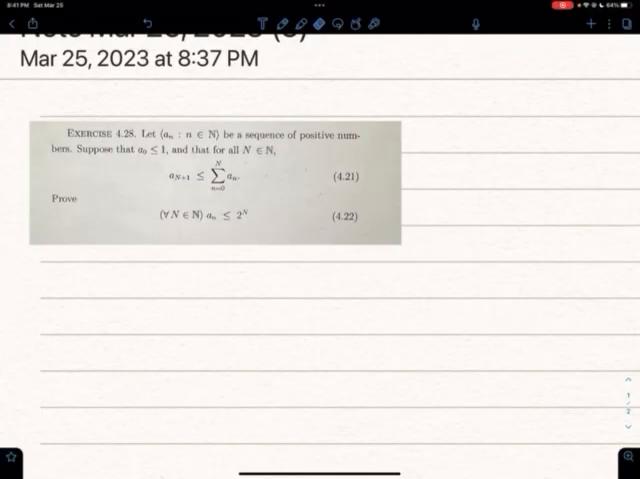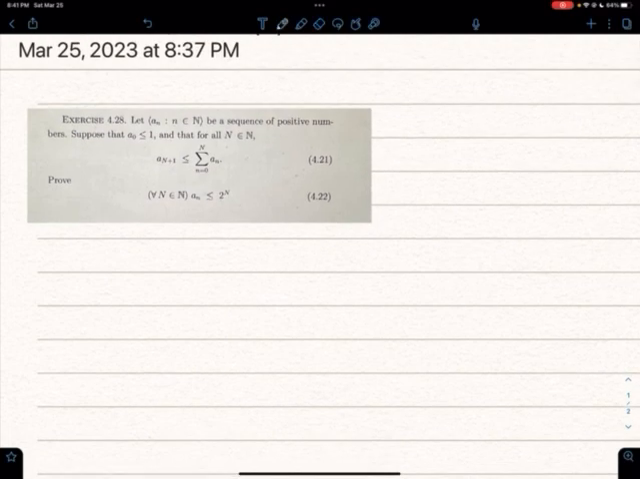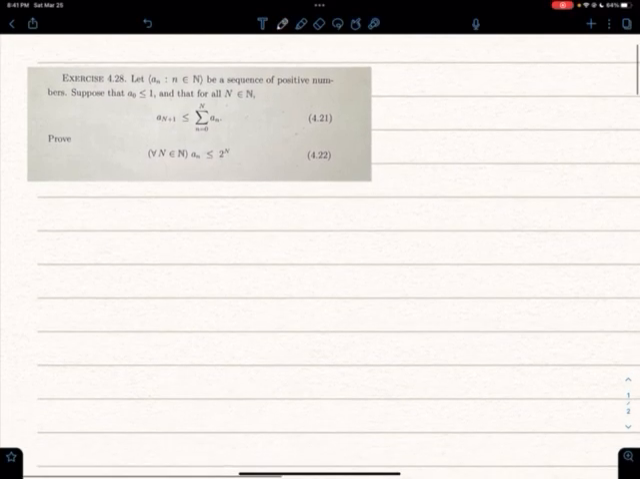Hi, I'm doing exercise 4.28, and I'll get into it. All right, so this problem, if I did it right, takes two inductions. So I'll get into the first one. So the first one is we're going to try and show this.